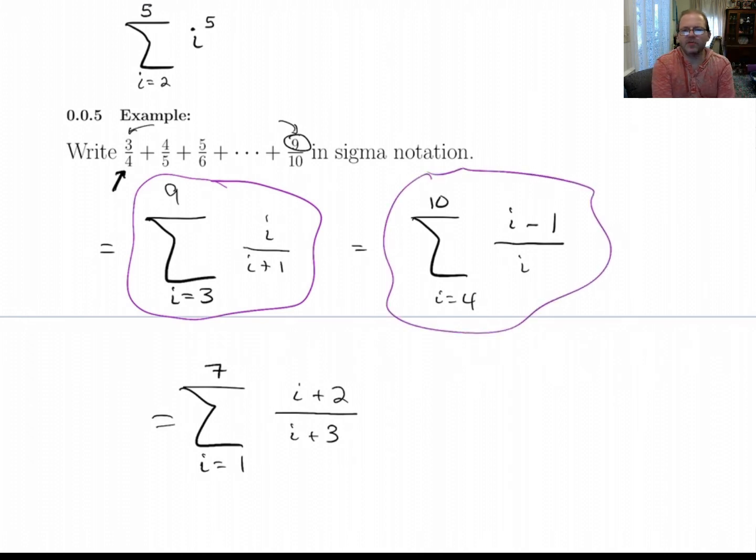So anyway, that should be enough on sigma notation for you to be able to do the stuff we're going to do in Chapter 5. The main stuff we're going to do in Chapter 5 is going to be adding up the areas of a bunch of different rectangles, and so we're going to wind up adding up a bunch of function values. But anyway, this should be enough to get you through Chapter 5.